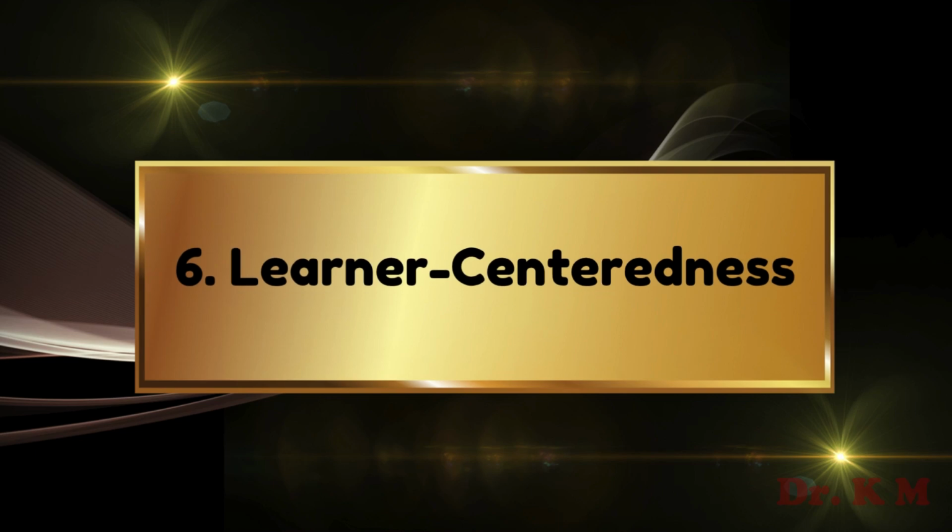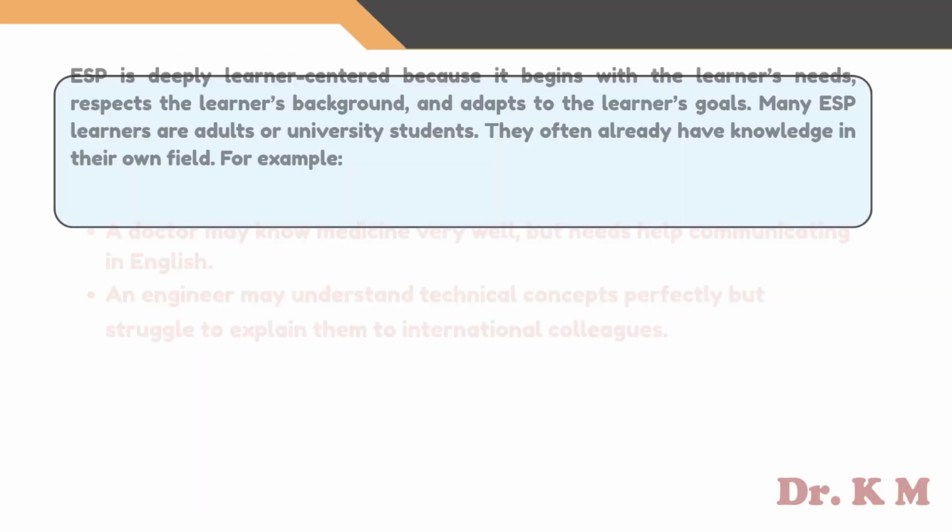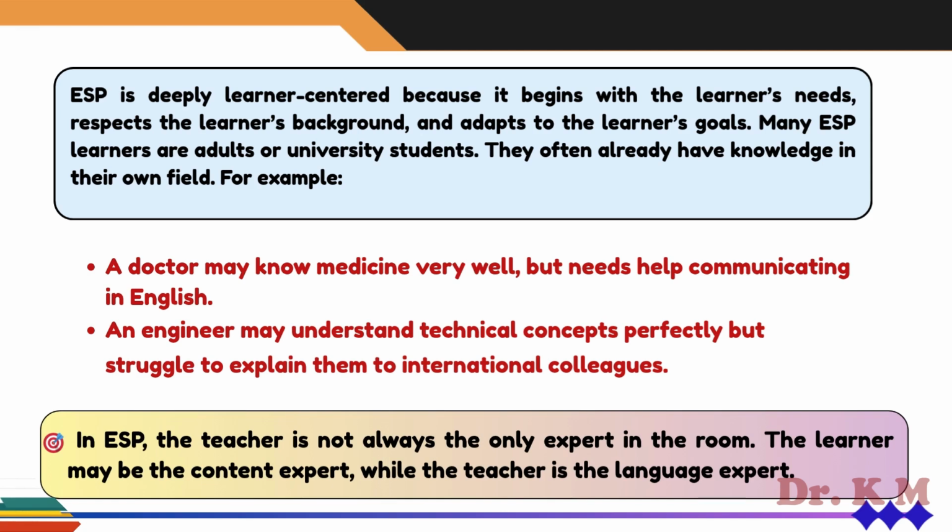6. Learner-centeredness. ESP is deeply learner-centered because it begins with the learner's needs, respects the learner's background, and adapts to the learner's goals. Many ESP learners are adults or university students. They often already have knowledge in their own field. For example, a doctor may know medicine very well but need help communicating in English. An engineer may understand technical concepts perfectly but struggle to explain them to international colleagues.